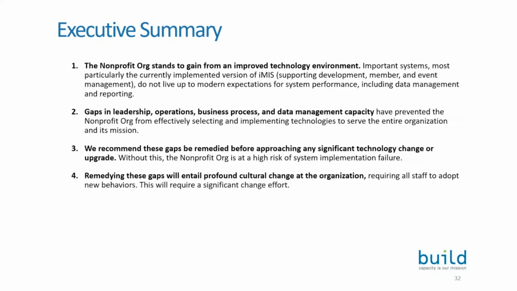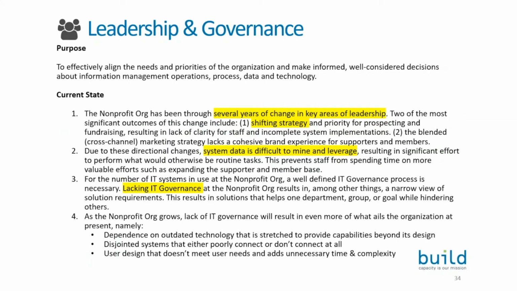And we recommend that these gaps be remedied before approaching any significant technology change, and that there's going to be cultural change in order to do that. So this is an example of how we would approach sharing the opportunity with a client and recommending that the gaps be met. You could do a similar thing for your own organization, working through the information strategy. Say, here are the things that will work and won't work for our organization. Here are the specific areas of leadership, operations, business process, and data management that require improvement. And then you can break that down.